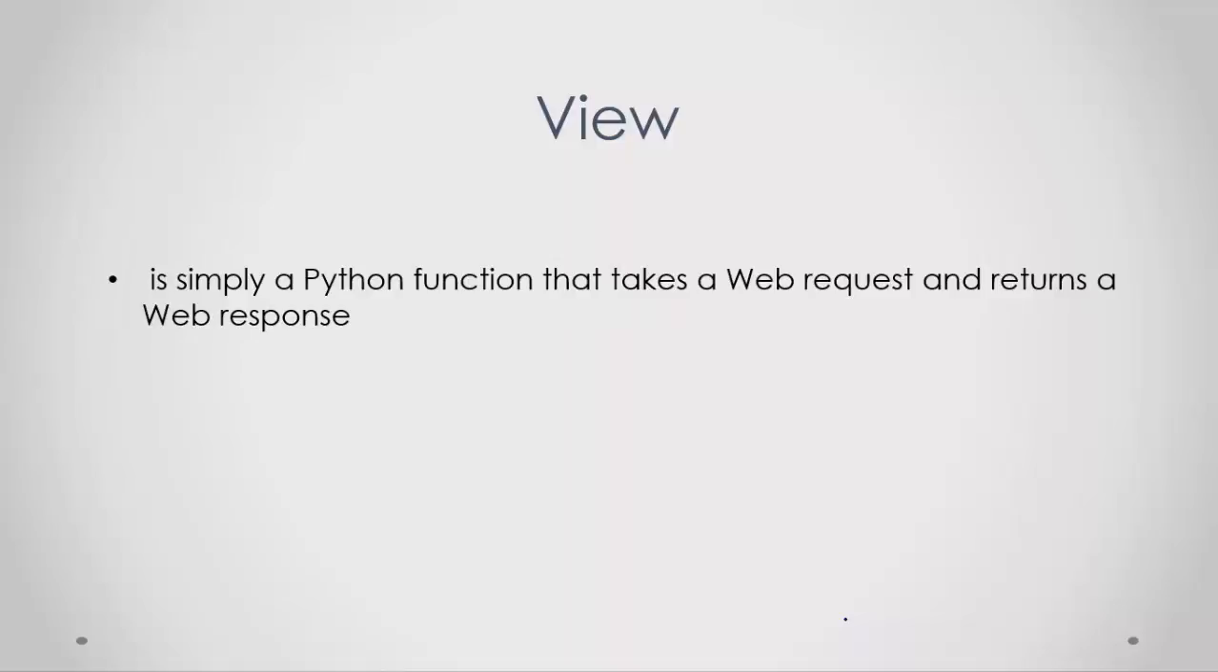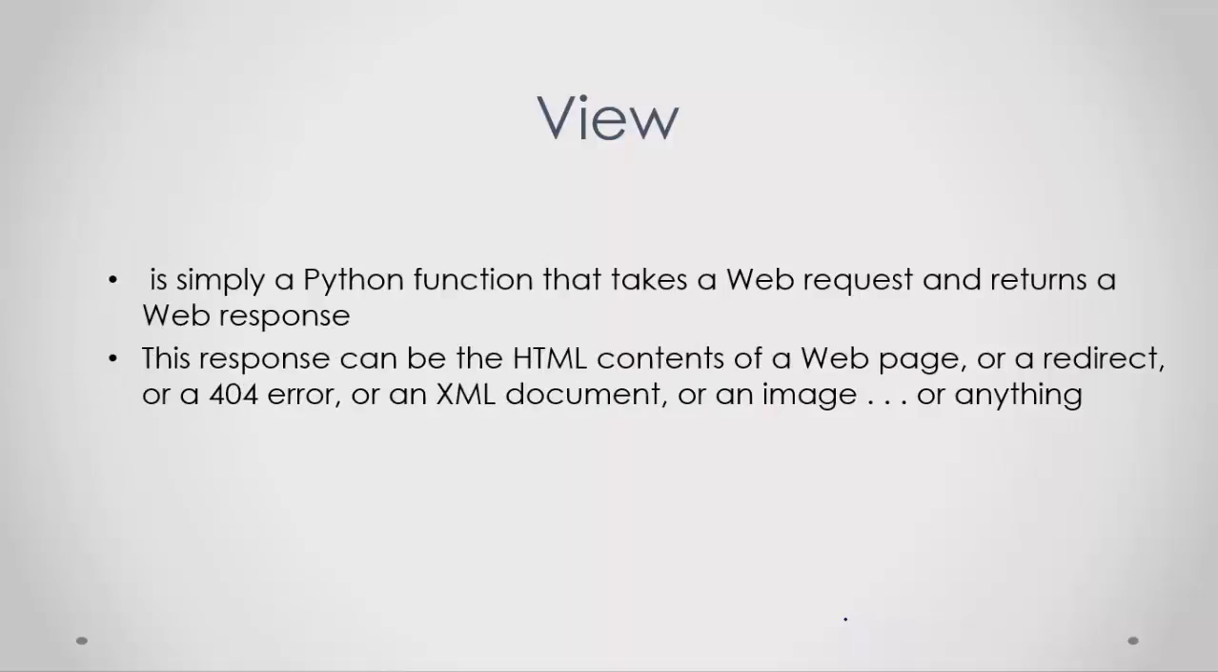What is a view? A view is just a simple Python function that takes a web request and returns a web response. This response can be the HTML content of a web page, or a redirect, or an error, or an XML document, or an image, or anything. Okay? What's a template?